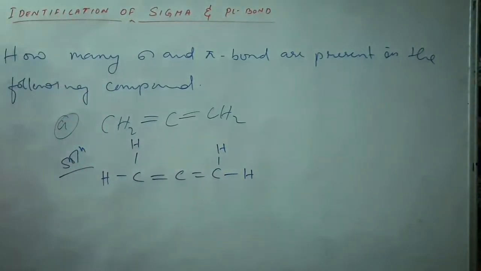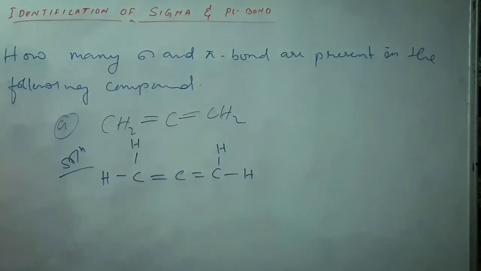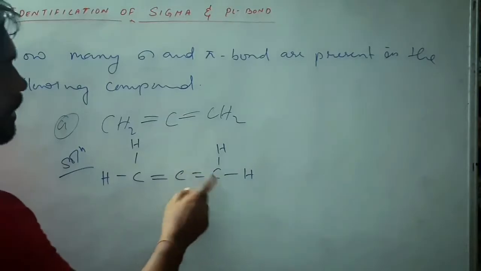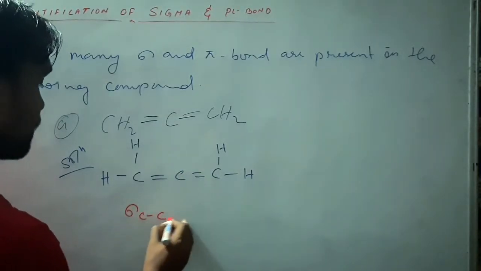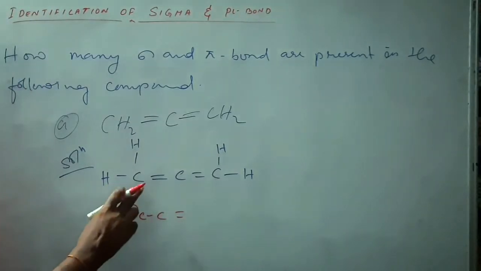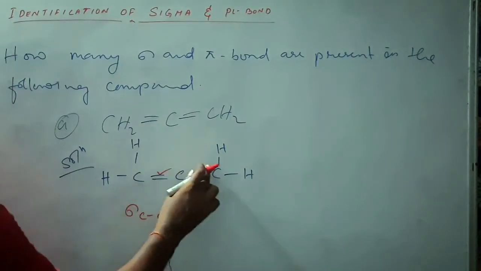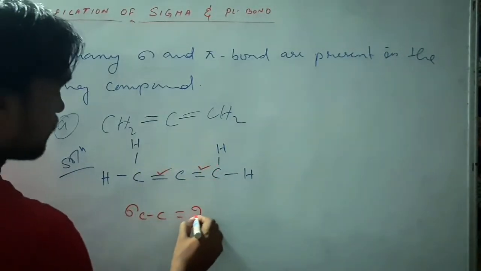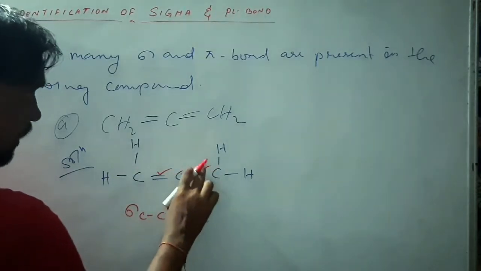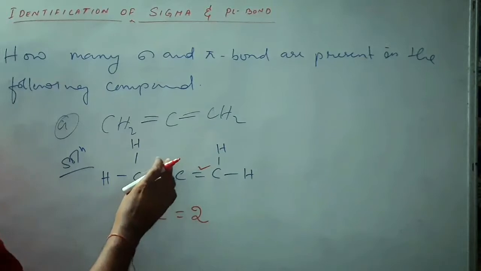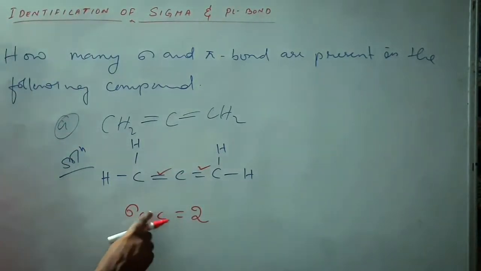Now dear students, we have to find out first of all how many sigma bonds are there. So first let us find out the sigma bonds between carbon. So I will write here sigma bond, carbon. So number of sigma bonds between carbon and carbon: here it is 1 and here it is 1. So total number of sigma bonds between carbon and carbon is how much? 2. One bond here between carbon and carbon, one bond here between carbon and carbon. Because it is a double bond, one will be sigma and one will be pi.